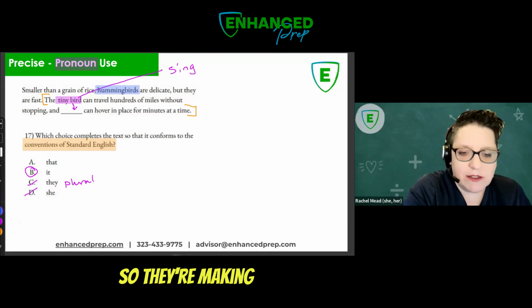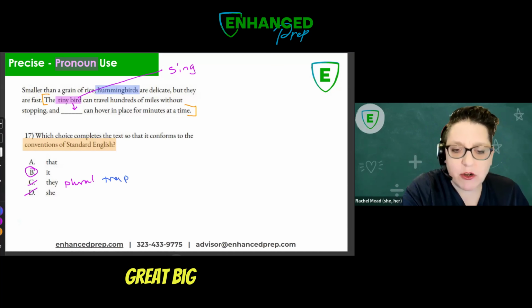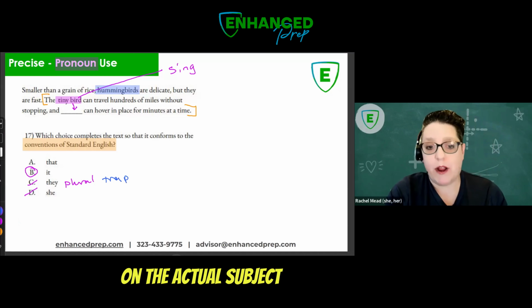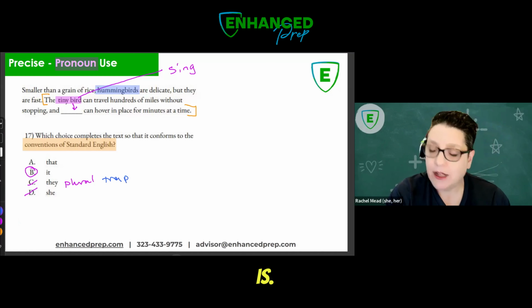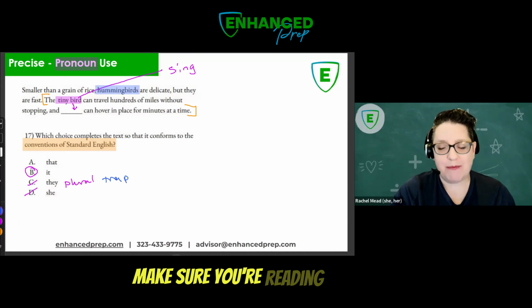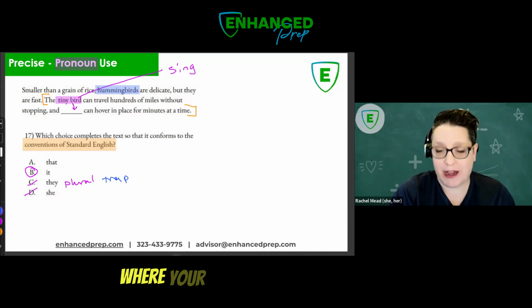So they're making answer choice C be a great big trap if we're not focused in on the actual subject where our blank is. So don't let those test writers steal your points. Make sure you're reading period to period where your underline is and ignore the rest of the distractions.